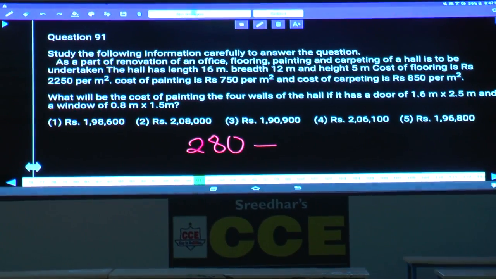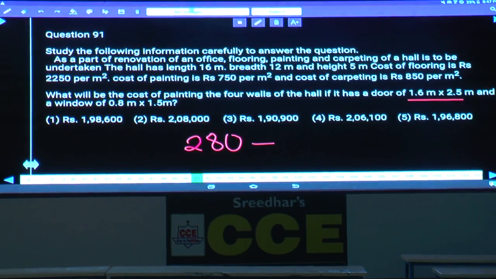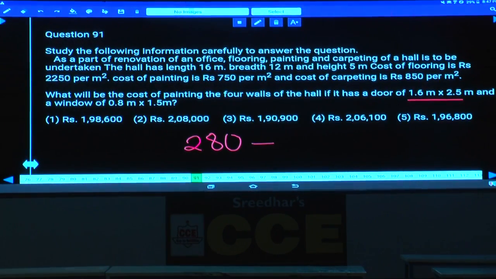Okay. 280 is the total area, but from 280 we have to subtract something: the area of the door and the area of the window. Door area 1.6 into 2.5. Can I take 2.5 as 10 by 4? 1.6 into 10, 16, by 4, 4. Got it? Door area is 4. Next, window area. 0.8 times 1.5. 1 time of 0.8 is 0.8 only. Half time of 0.8 is 0.4. 0.8, 0.4, 1.2. 4 plus 1.2. If you subtract 5.2 from this, calculator na?